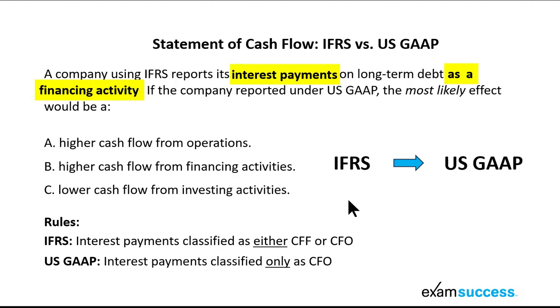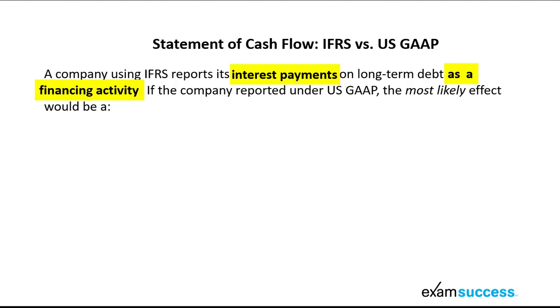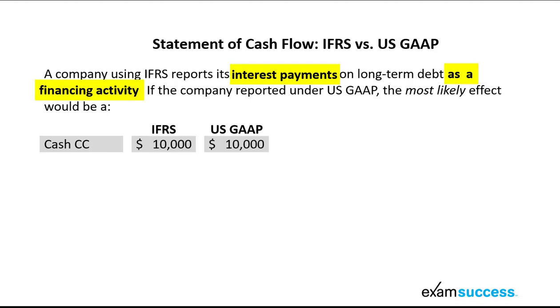So either you know the rules right away and can visualize it, or make up a quick example. That's what I want to do. It can help you keep it in mind. Let's build out a cash flow statement quickly under IFRS and US GAAP. We'll start off with cash collections from customers, and let's just say that's 10,000. That's the same under IFRS and GAAP.